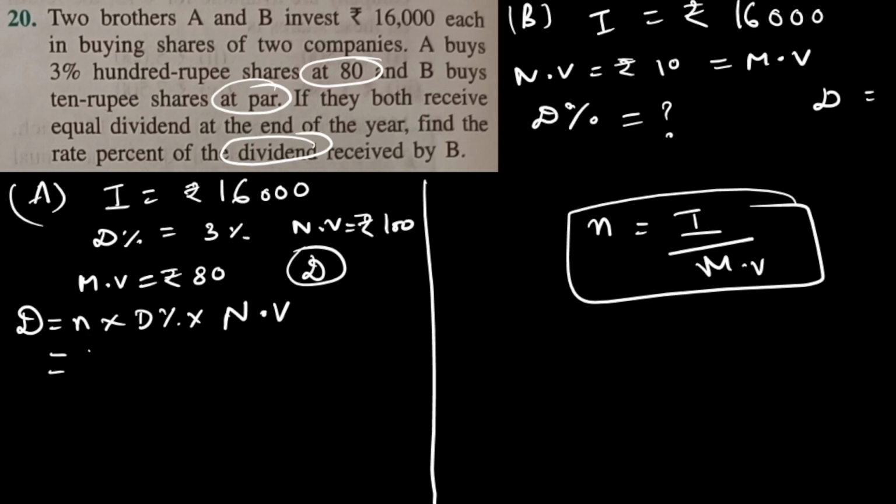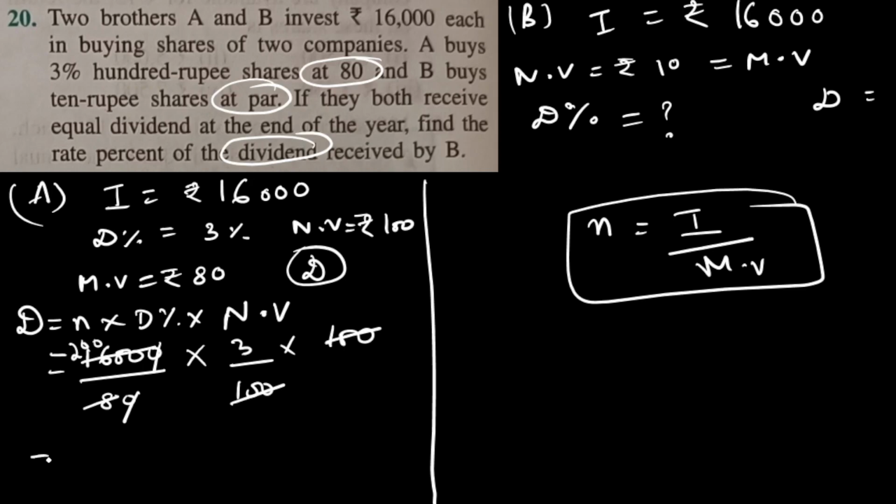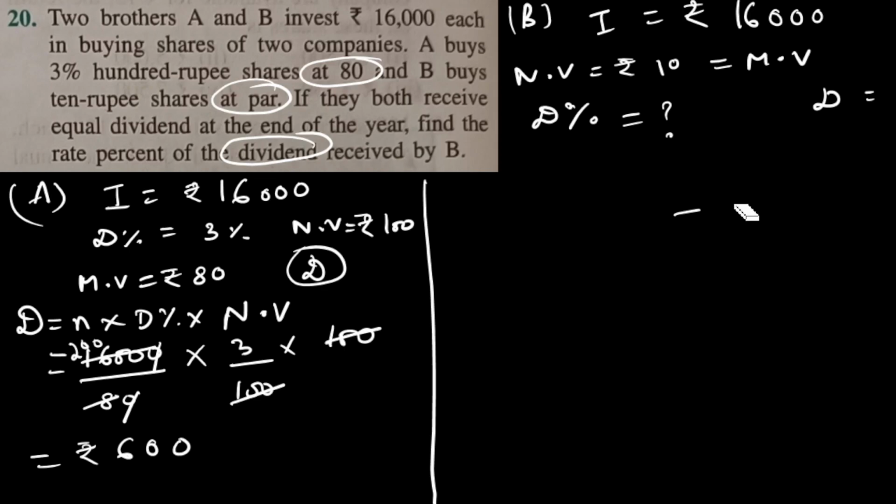So directly I'll substitute: investment is 16,000. Here market value is 80. Dividend percent is given to us as 3%. So 3 by 100, nominal value for this one is 100. 100 and 100 will get cancelled here. Here 10 and 10 will get cancelled. So 8 into 2 is 16, 2 zeros as it is. 2 into 3 is 6. Here with 6, 2 more zeros will come. So what is the dividend earned? Dividend earned is 600.